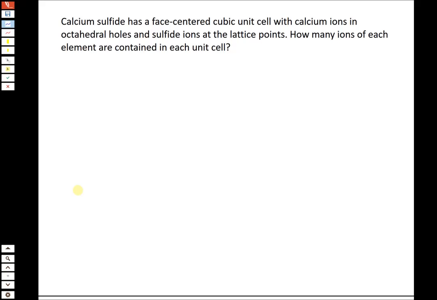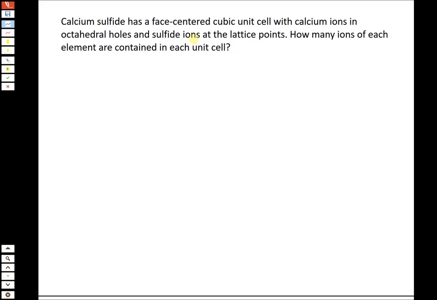So this one here is a request from a student, but it's a good one to cover because it is relevant to the last one I'm going to do, and it's an important type of question to have. And so here we're talking about calcium sulfide has a face-centered cubic unit cell with calcium ions in octahedral holes and sulfide ions at the lattice points. How many ions of each element are contained in each unit cell?